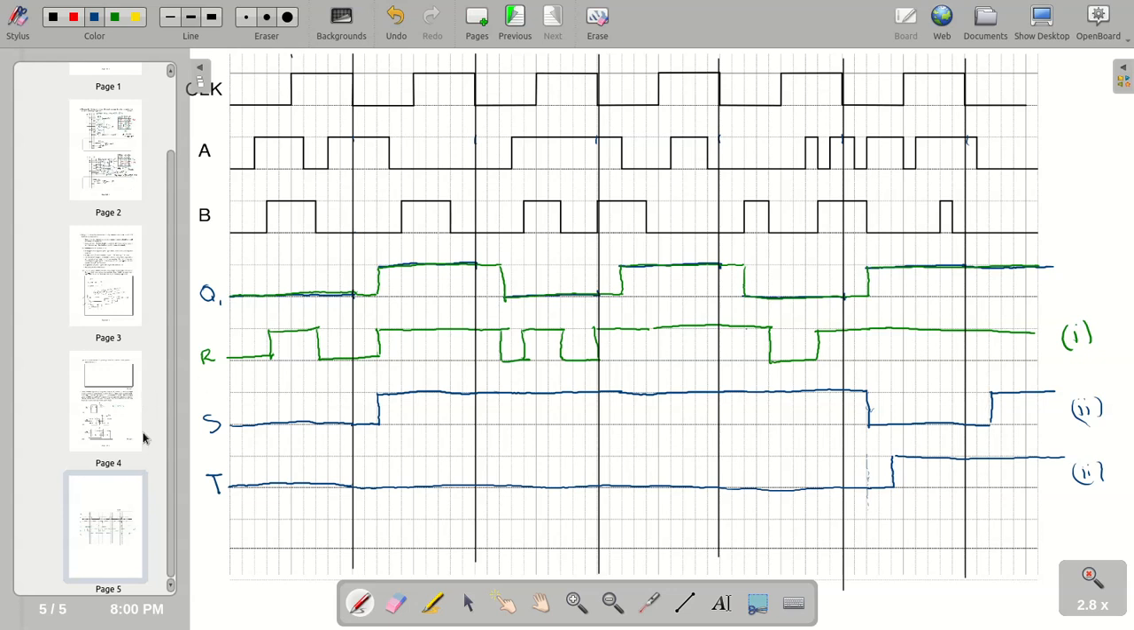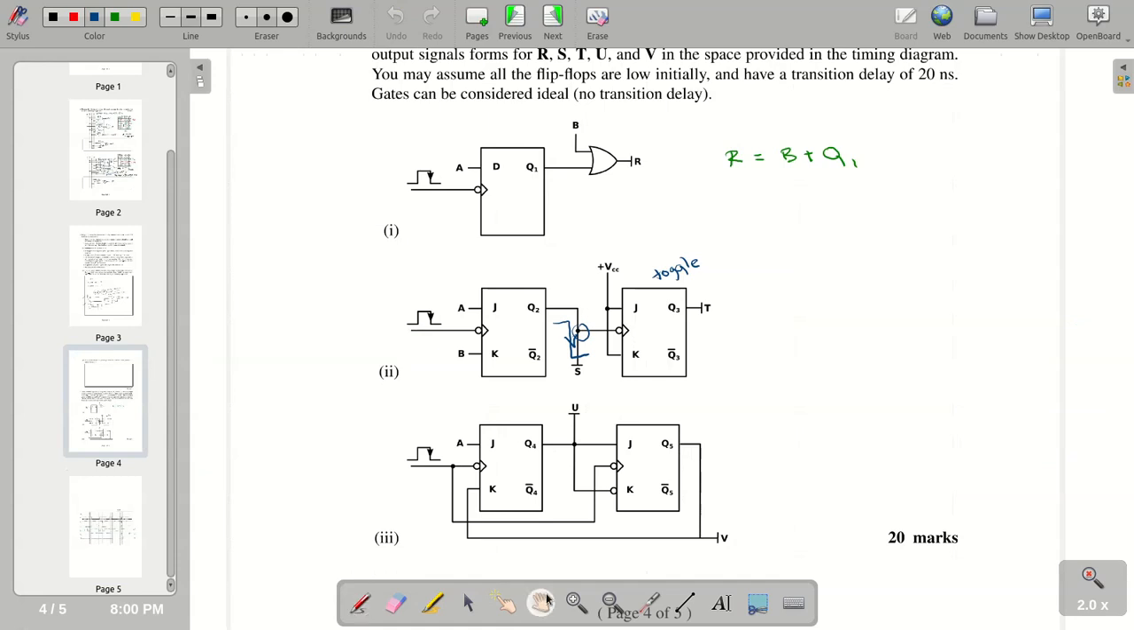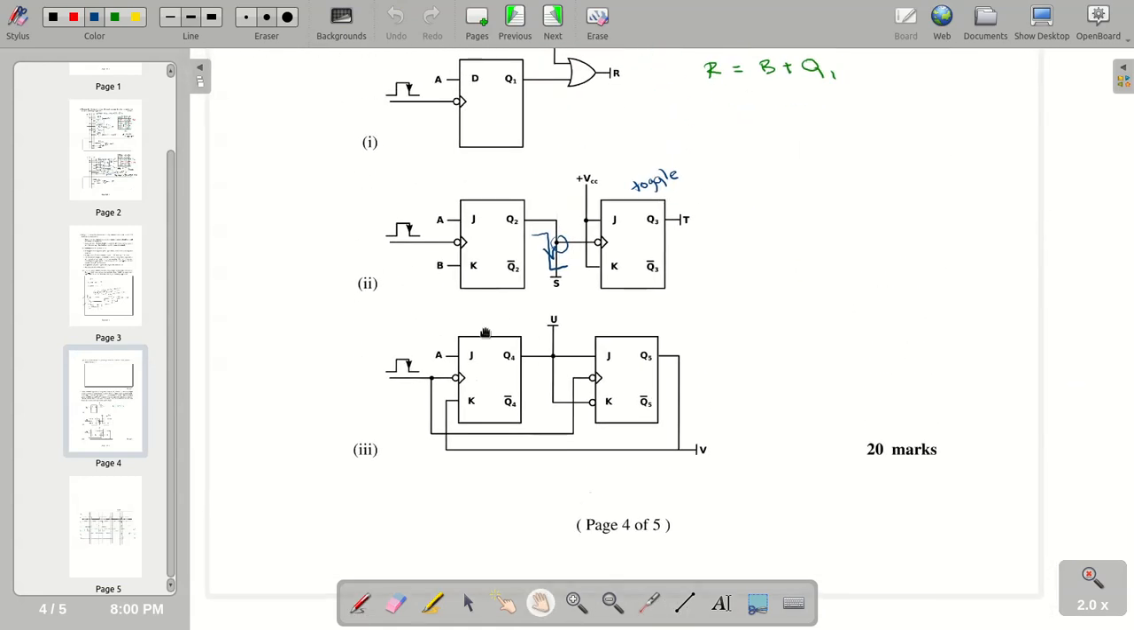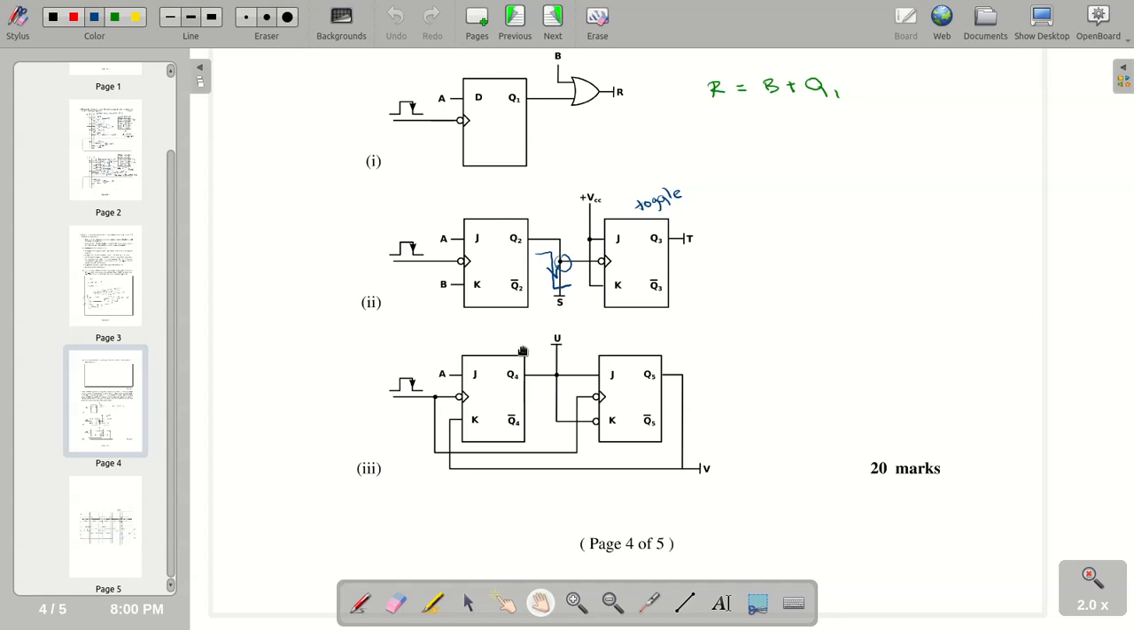Okay, so I hope that was clear. Let's move to the final part. Final part is this one over here, and let's see what we have here. We are told that we have 2 flip-flops, both JK flip-flops, and in the first one we have A as J, and then K is going to be the output from Q5. So output from Q5 is going to be K, and then A is going to be J, right?